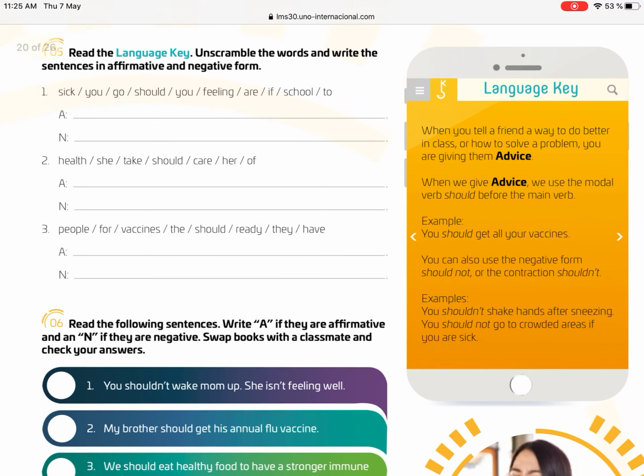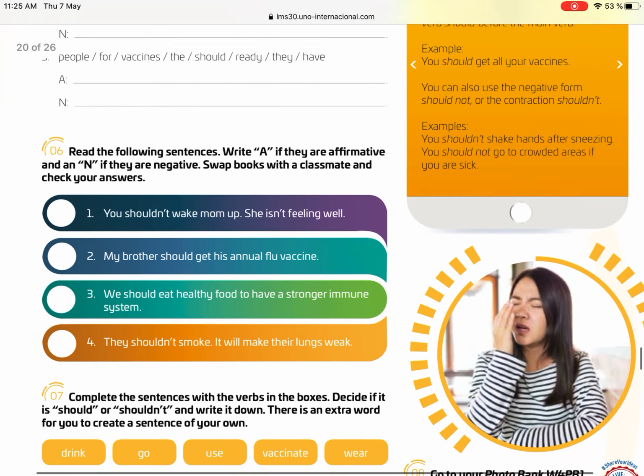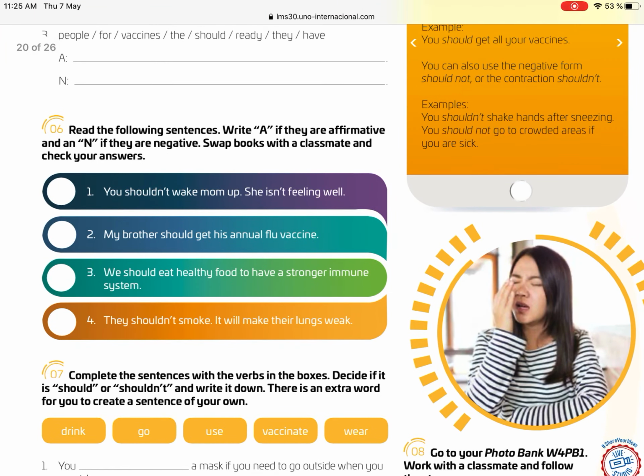In point number 5, read the language key that we already read. Unscramble the words and write the sentences in affirmative and negative form. We already did something very similar with the verb need in class before, so you are not going to have any trouble with this, because we have the same way to form the sentences in need and should also.